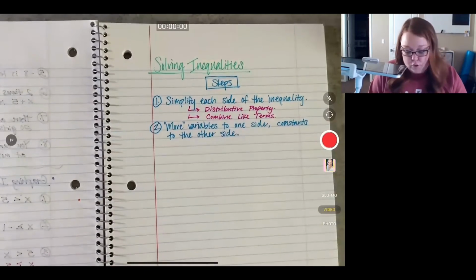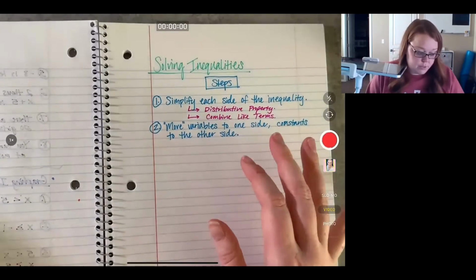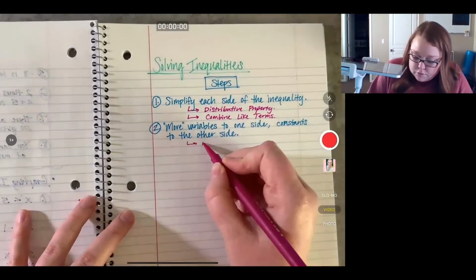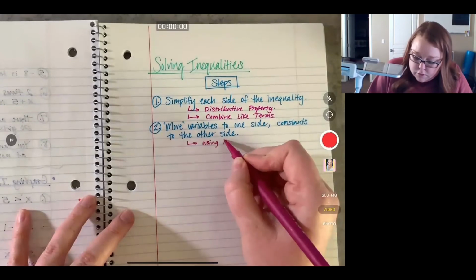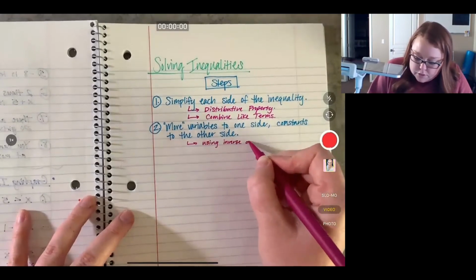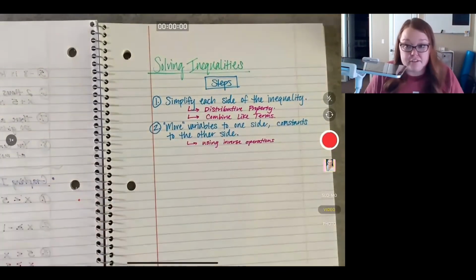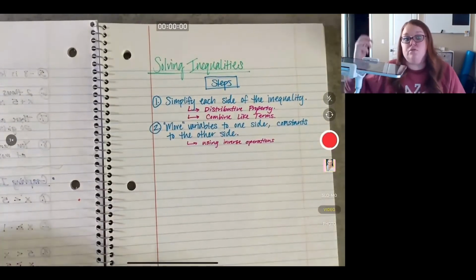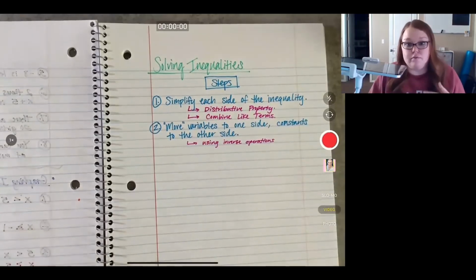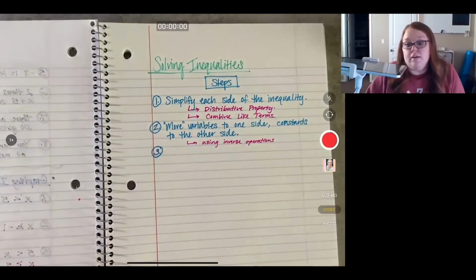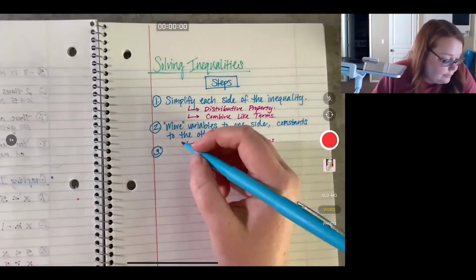Okay. So obviously you do that using inverse operations, and we can even write that here: using inverse operations. So if you're moving a positive 5x, well, since it's positive, you would have to subtract 5x in order to move it. That's what inverse means. Okay. All right, and then there's one final step. So now that you have all your variables to one side, everything else to the other, this is where you actually isolate the variable.